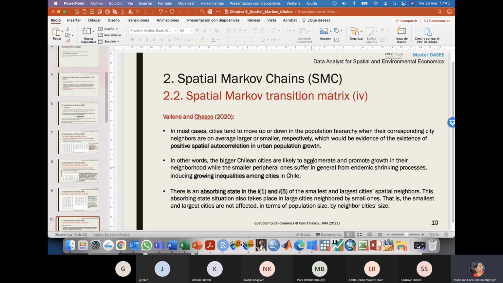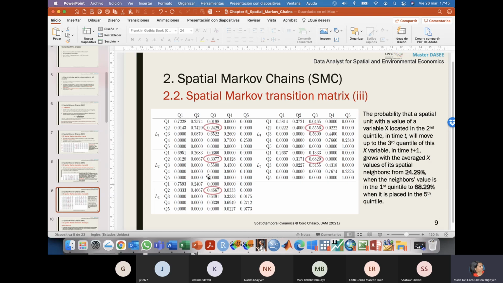And of course, it is important to pay attention to this absorbing state, particularly for the first, but not only for the first, almost for all of the spatial lags. And this situation also takes place in large cities that are neighbored by small ones. So the smallest and largest cities are not affected in terms of population size by neighbor city size. You see, this is more or less what happens.